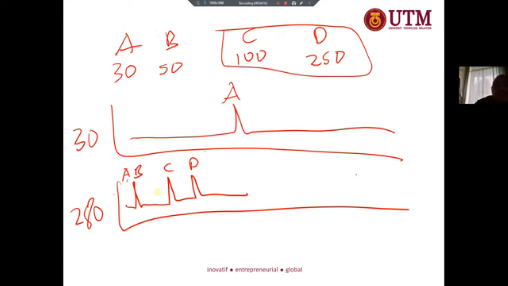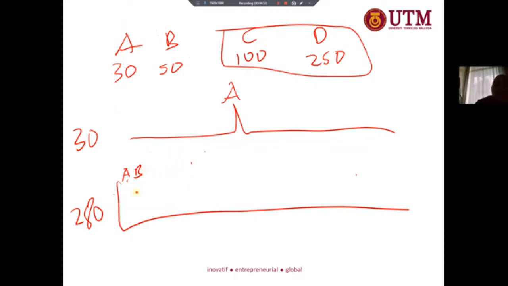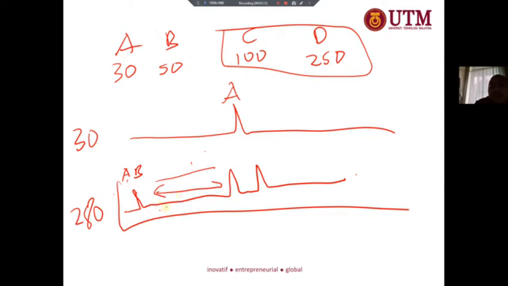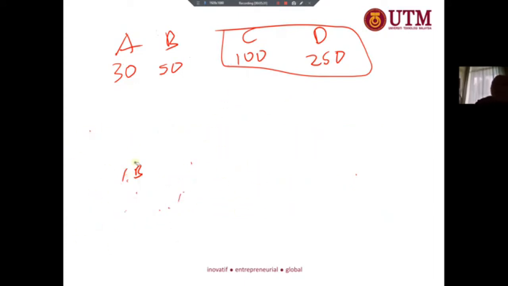Or maybe what happens is A and B come first, and then after that C and D. So the possibility is that A and B are not separated, and also we have a lot of time here that is actually wasteful. We waste our time over here, so we can improve that. That's why we need temperature programming.